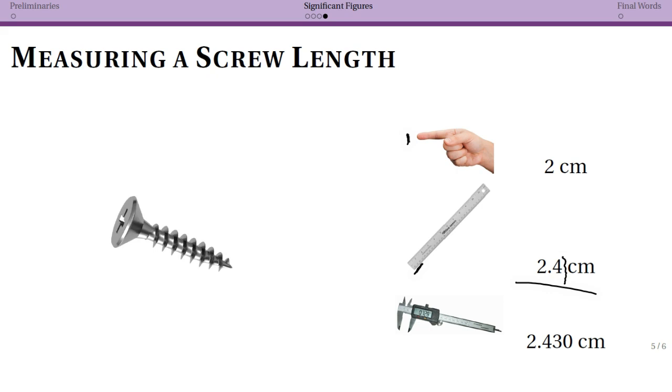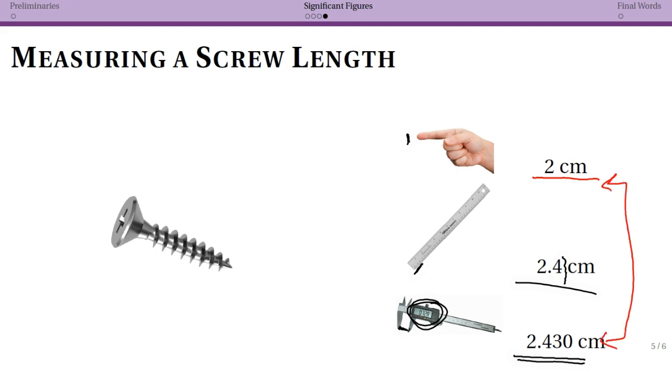Now, a better way to actually measure the length of the screw is to use a calipers, where you put your screw in between the jaws of the calipers and then adjust it very tight, and there's a digital readout here. There's also analog versions. And in this case, you see that this measurement now has 4 significant figures. It's very precise.